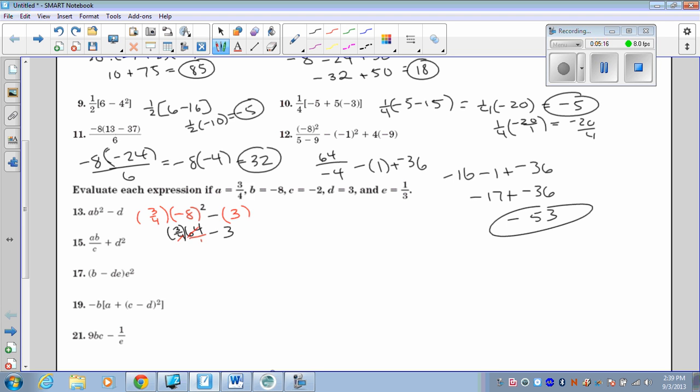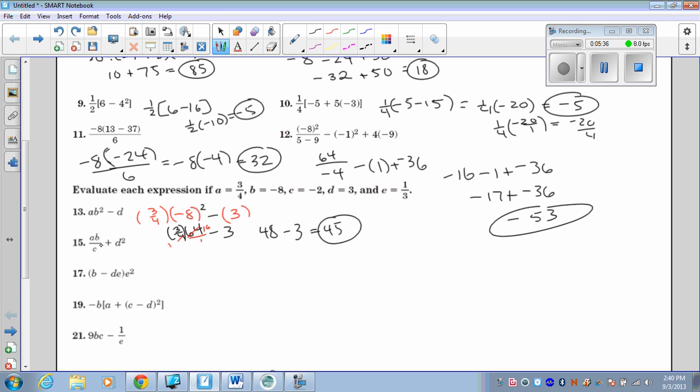4 and 64 reduced down to 16 over 1, right? 64 divided by 4, 16. So then I got 3 times 16, which is 48, minus the 3 from over here. So you end up with 45.